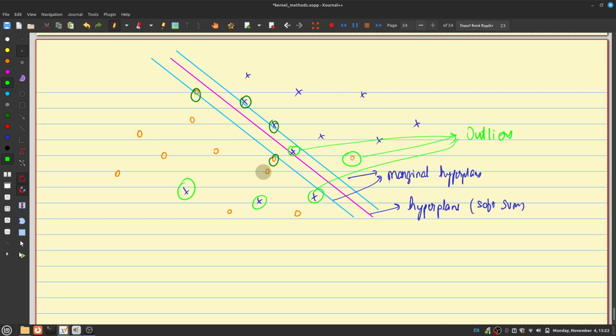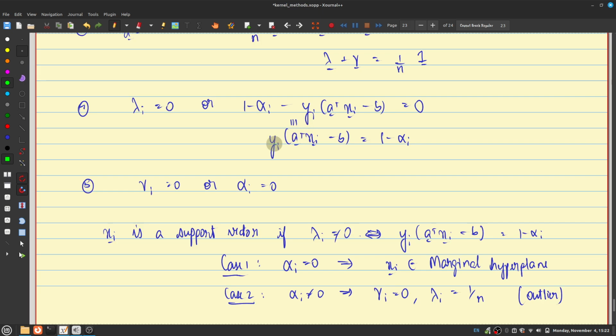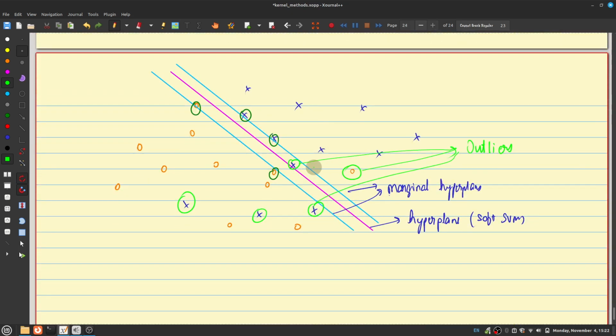So only if alpha I is 0, we have a correctly classified point? No, it could be classified correctly even if alpha is not 0. So if alpha I is between 0 and 1, it's classified correctly, right? Because when is a point correctly classified? When the sign of yi is the same as the sign of A transpose xi minus b. Or in other words, yi times (A transpose xi minus b) is greater than or equal to 0. So if alpha is between 0 and 1, then no worries at all. It's classified correctly. But now it's within the marginal hyperplane, so your confidence is rather low. That's the interpretation.